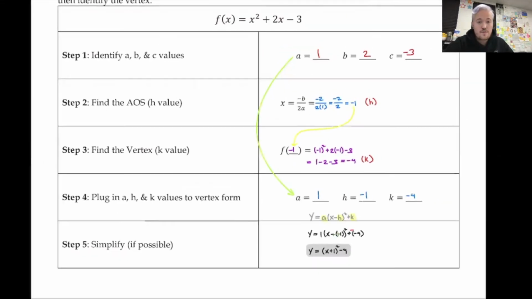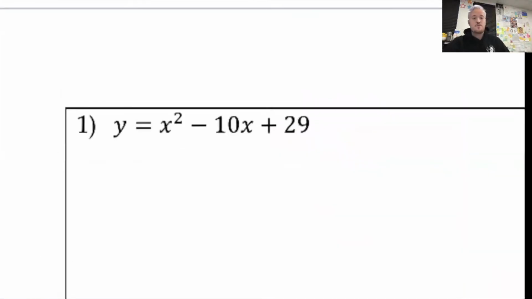All right, so really we're doing the same thing that we've already done. We're just kind of writing it in a different way. The chunk of the problems are steps 1 through 3. After that, it's just writing it in the form. Now we're going to do some practice problems.